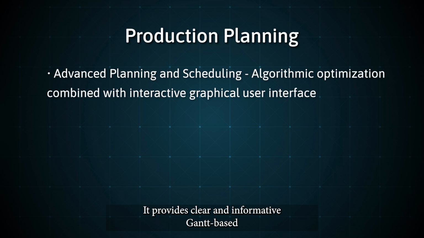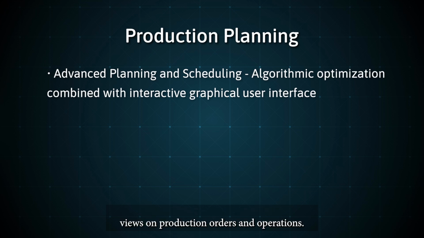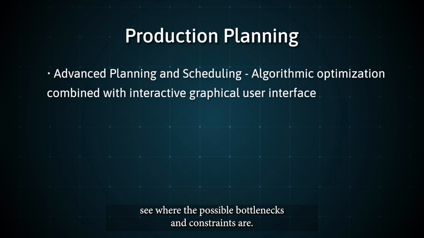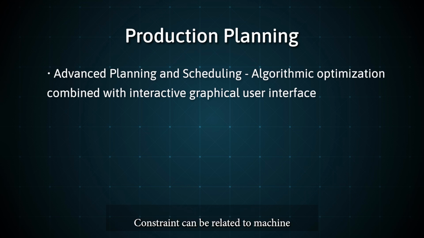It provides clear and informative Gantt-based views on production orders and operations. Using these views, the production planner can easily see where the possible bottlenecks and constraints are. Constraints can be related to machine or personnel capacity, tools or jigs, personal skill requirements, or materials.